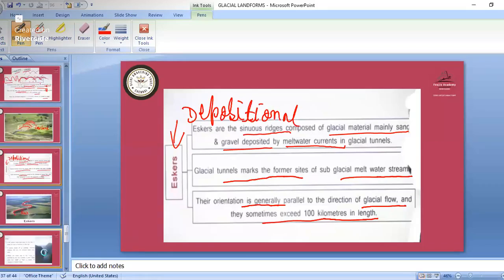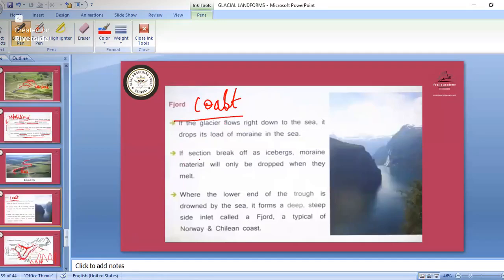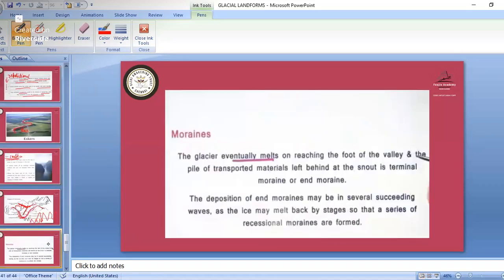Okay, so eskers we have seen. Then the fjord coast. Remember that fjord coast formation happens on the glacier side. So this is about the fjord coast. You almost know that fjord coast formation happens on the glacier side. So that is about the fjords.